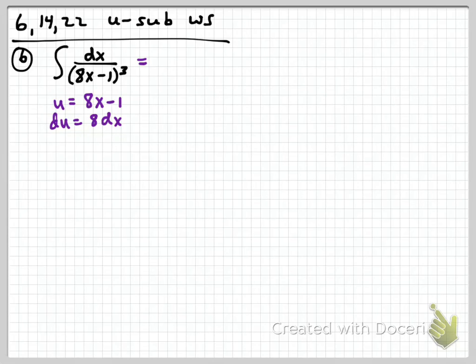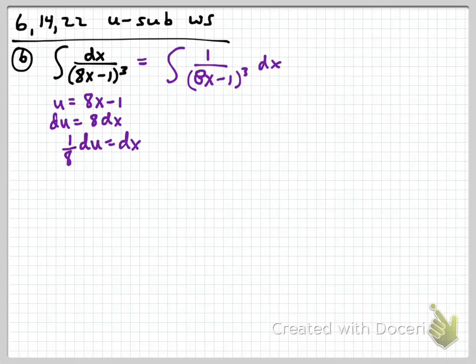However, we do see, let me rewrite this as 1 over 8x minus 1 to the third power, and then dx. Okay? So if we divide both sides of this equation down here by 8, we get 1/8 du is equal to dx. So in place of this dx, we're going to replace it with 1/8 du, and then we're going to replace our 8x minus 1 with u.